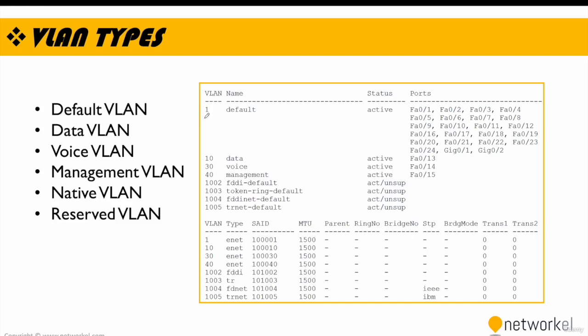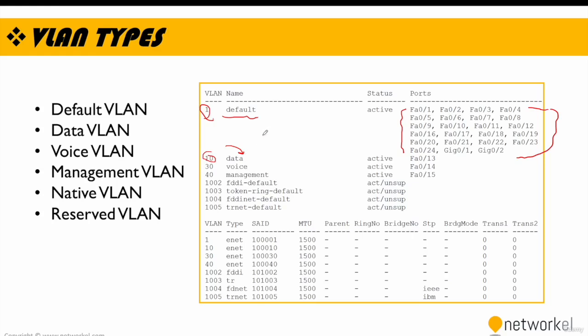You could see that we have VLAN 1, that is the default VLAN, and by default all ports belong to this VLAN unless you assign them to other VLANs. Okay, we have VLAN 10 that is defined as a data VLAN. By the way guys, the data VLAN can be an IP camera VLAN, printer VLAN as well.